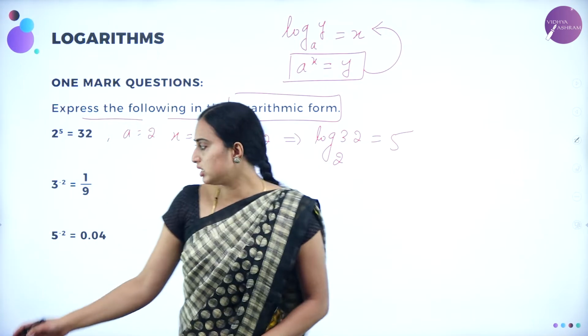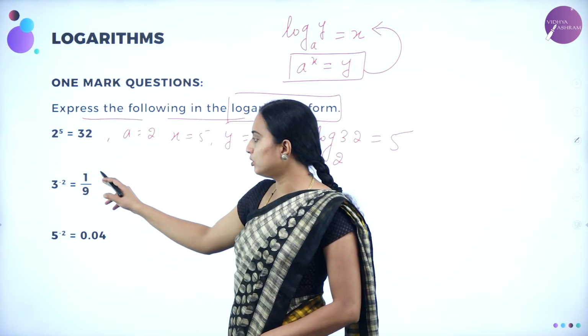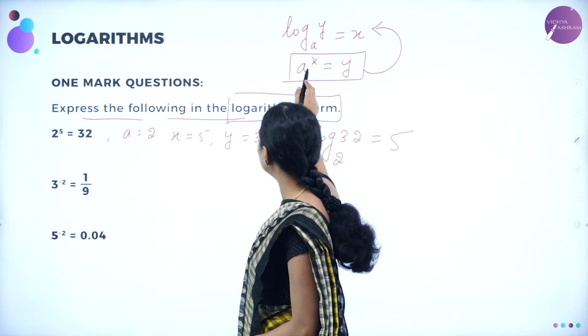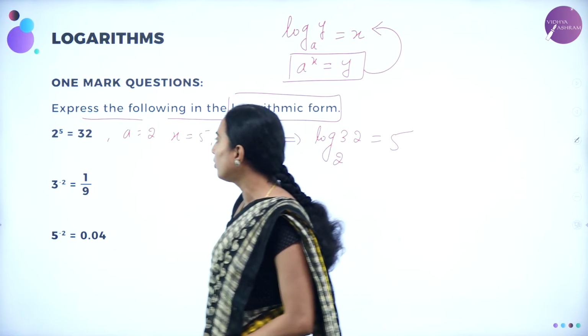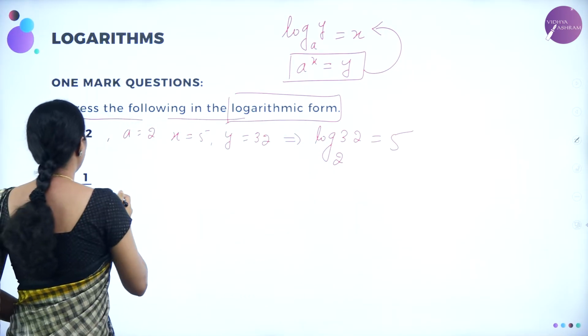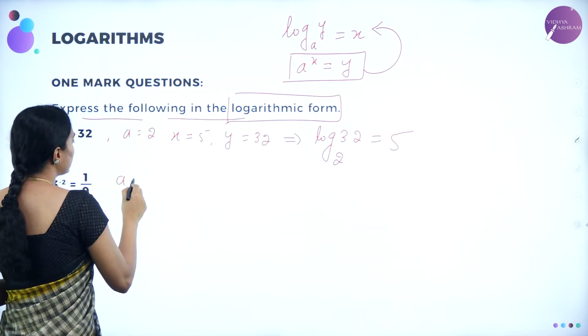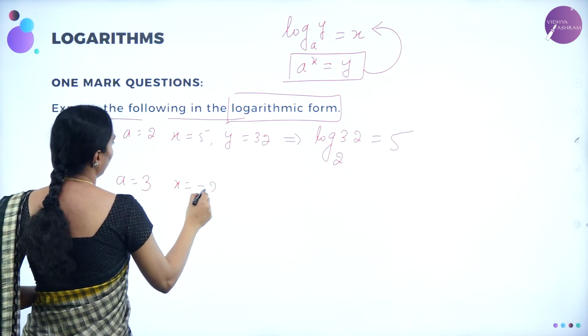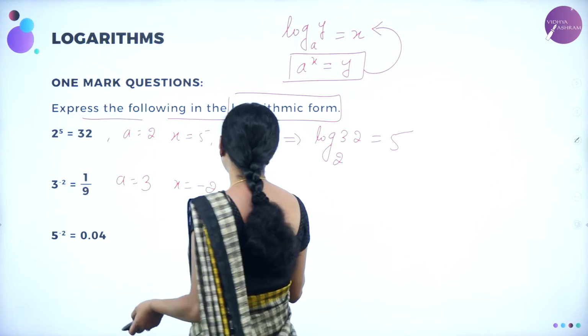Next, we'll move on to this question. 3 power minus 2 is equal to 1 by 9. How are we going to write according to this? You can compare this one. So therefore, I can write it as, compare, you are going to have a is nothing but 3, x is nothing but minus 2, and y is nothing but 1 by 9.